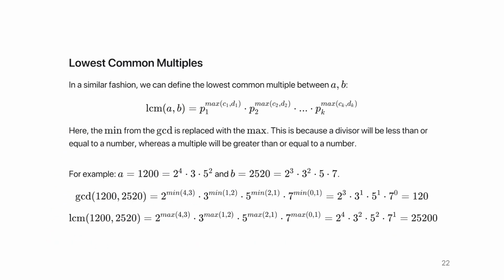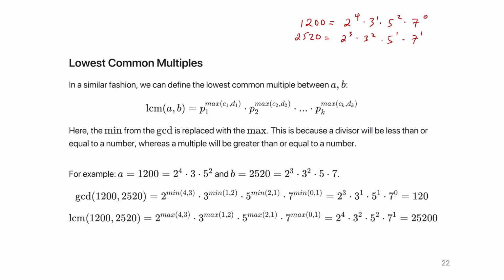Okay? The last thing we really need for today is the idea of the lowest common multiple. Notice that before, for the greatest common factor, or the greatest common divisor, we took the min of each exponent, because we wanted the biggest number that would divide both of them. Now what we want is the smallest number that is a multiple of both. So again, let's consider 1,200, which is 2 to the 4, 3, 5 squared times 7 to the 0, and 2520, which is 2 cubed times 3 squared, 5 to the 1, 7 to the 1. What we want is to pick an exponent for each of 2, 3, 5, and 7 that gives a multiple of both of them.